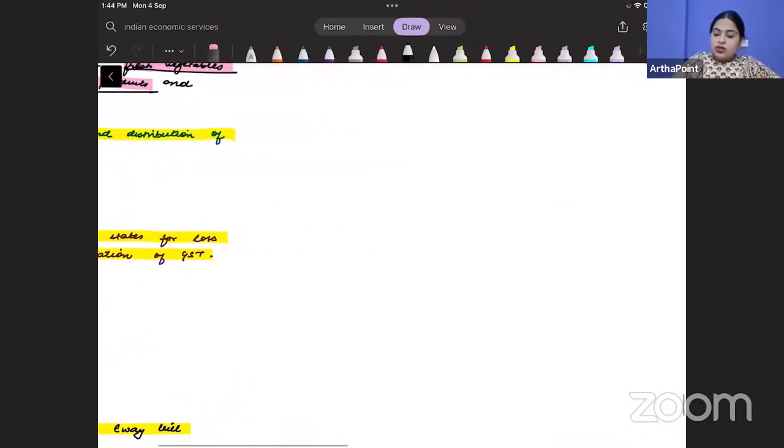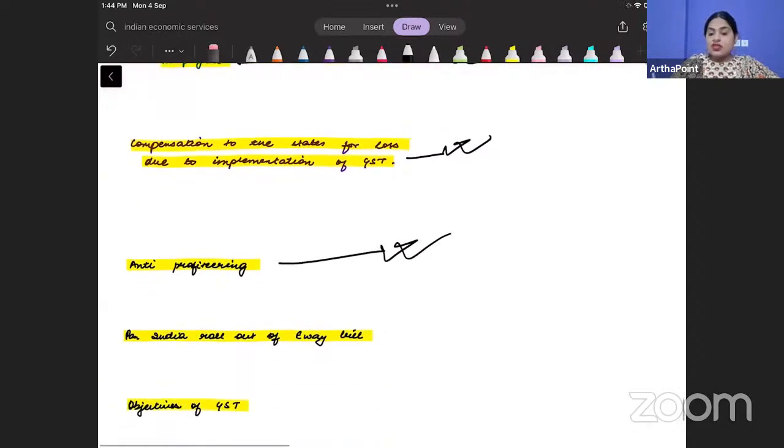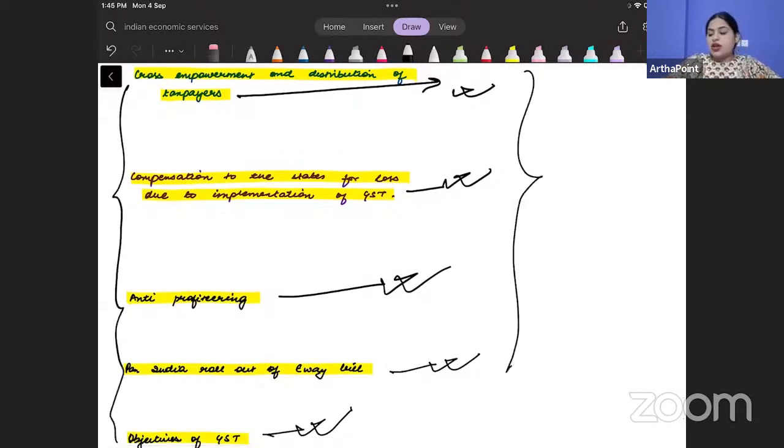I will talk about cross empowerment. What is that? How much compensation is paid to the state? What is anti-profiteering? What is the pan-India rate of e-way bill? What is e-way bill for that matter? How did they roll it out? And what are the objectives and criticisms of GST? This whole part I will cover in my next lecture, and that will complete the topic GST.